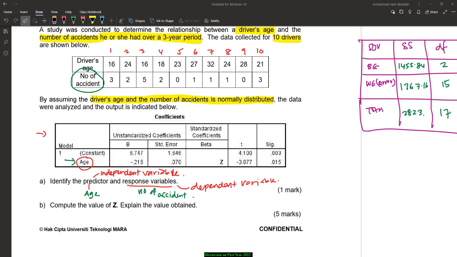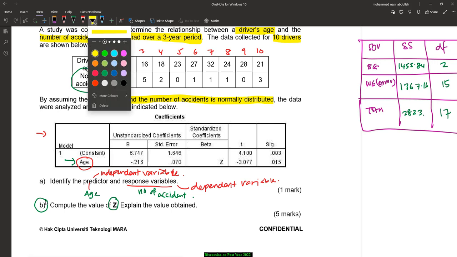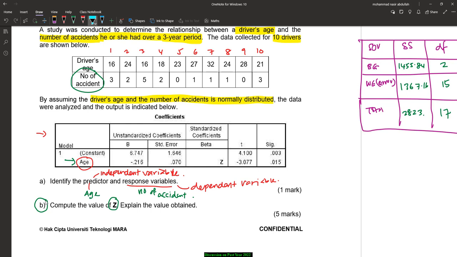So now this one yang I tak ajar dalam lecture hari tu. So compute the value of Z. Right, value of Z means that dalam lecture I ajar how to read the regression table kan, by looking at unstandardized coefficient. So we always look at unstandardized coefficient to get the equation, kan? The regression equation. So now the question asks us about the standardized coefficient. So they ask us to calculate the value of Z, the standardized coefficient for H.